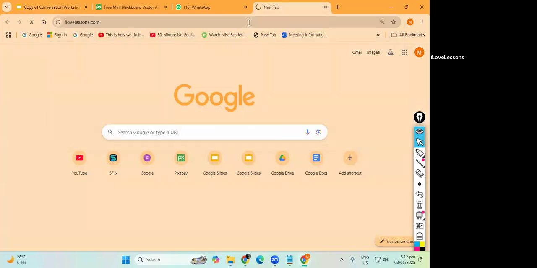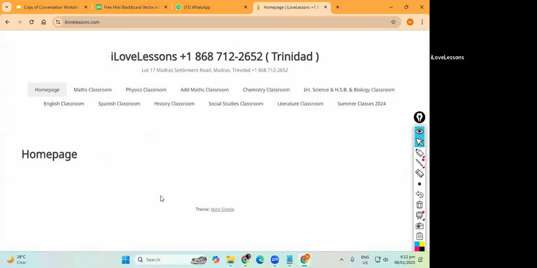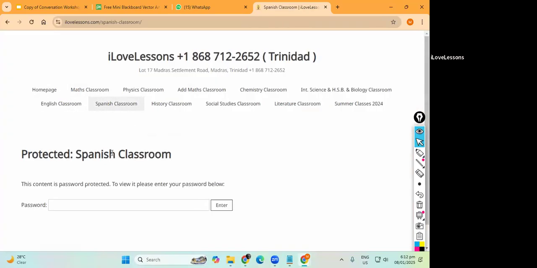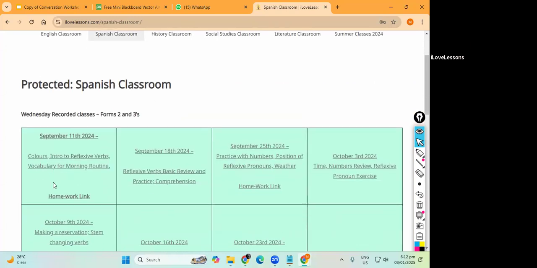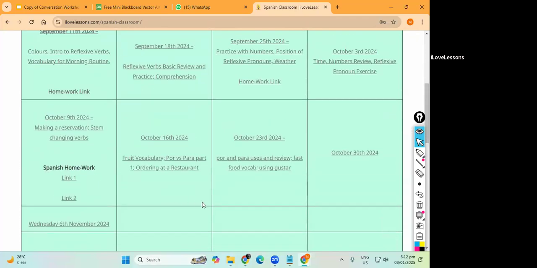So you go to iLoveLessons, and for Spanish, our password is SOFA. Sometimes this doesn't work on this computer for some reason. Right, and you will look for the recording, which will not be up yet because it wouldn't post it for about 24 hours, but you'll look for it. And just like how this one has Spanish homework link 1, link 2, or other handouts, right? You'll see a homework link and you'll click on that and it will take you to the homework assignment.